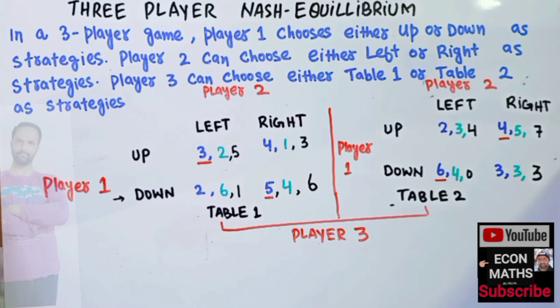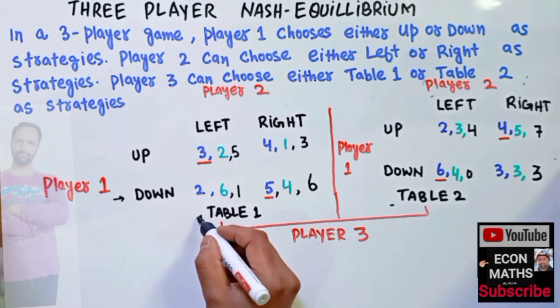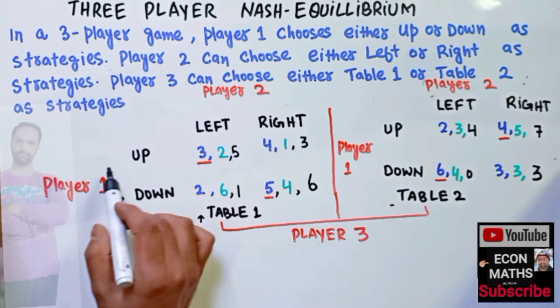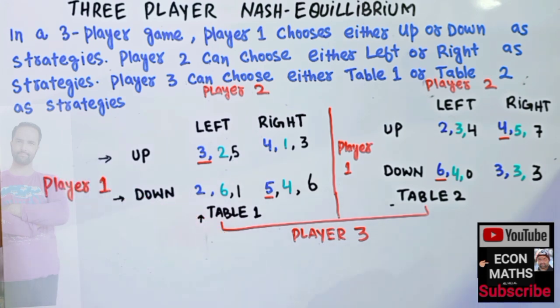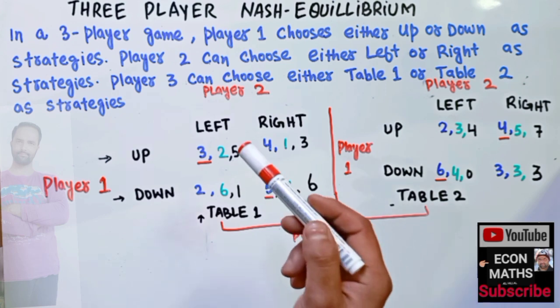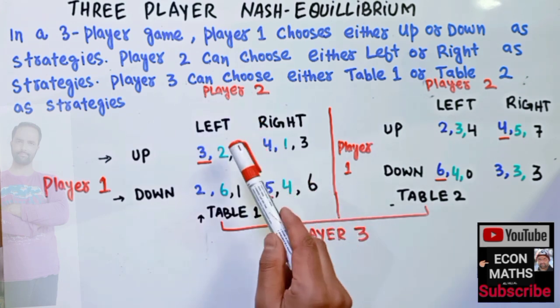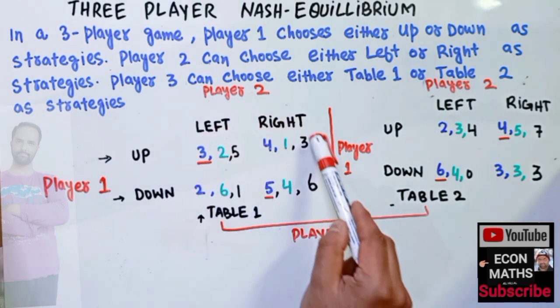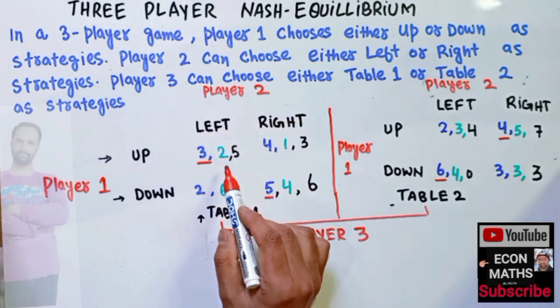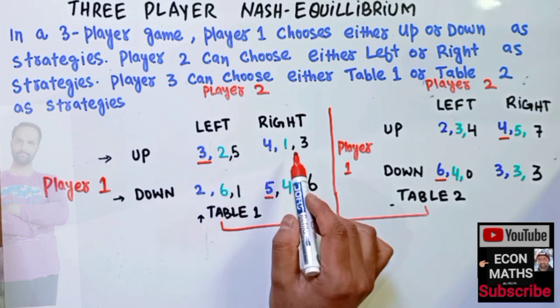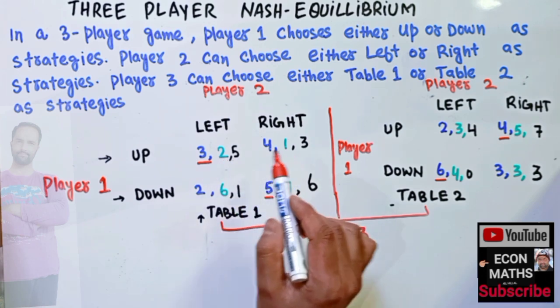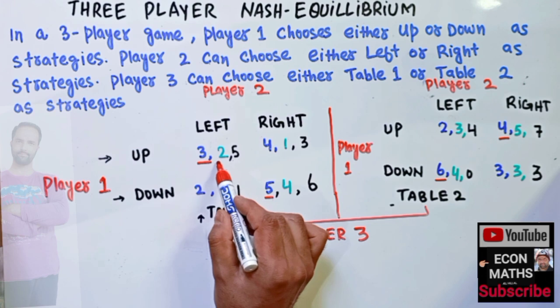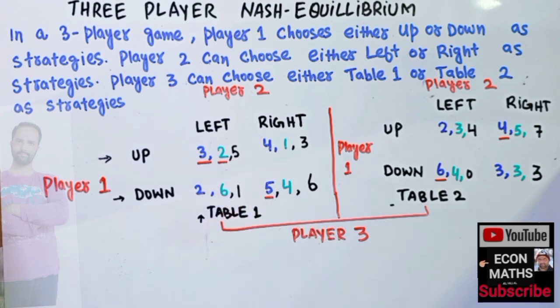Now let us suppose player 3 chooses table 1 and player 1 chooses up. This time player 2 has two options, either to go left or right, so we are concerned with these cells here. Obviously left gives him 2 as payoff, right gives him 1 as payoff. Obviously player 2 will choose left.